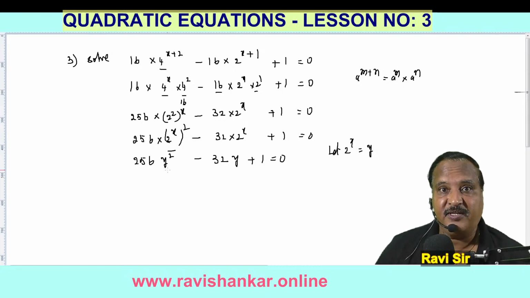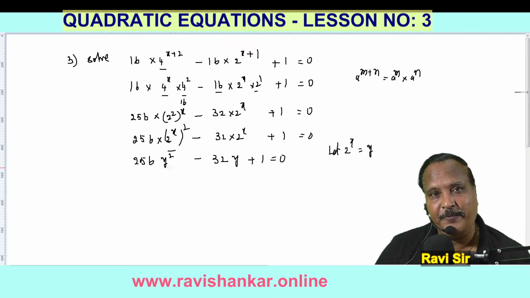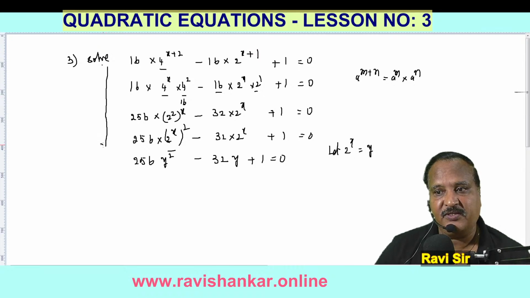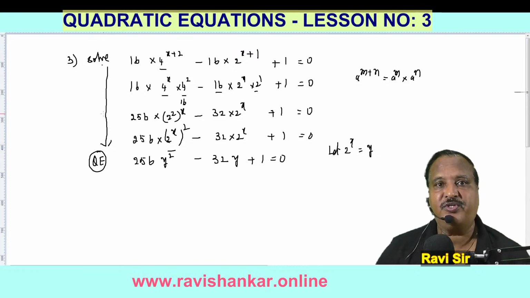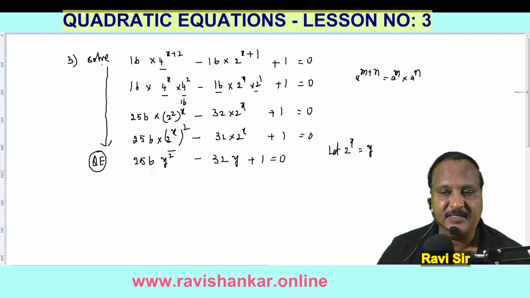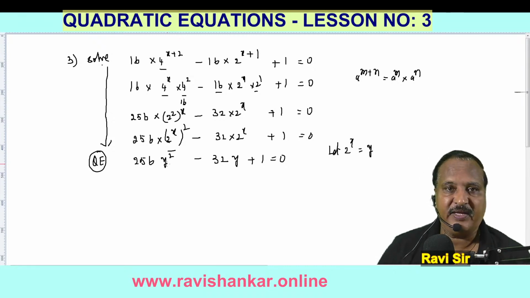So this is a quadratic equation in the variable y. Actually in the beginning it is not a quadratic equation, but we have reduced it and made it into quadratic form. So this is what we call reducing to a quadratic equation. That means making the given equation into quadratic form, so that we can easily find the solution, and then you will get the y value, and after that you will get the x value also.